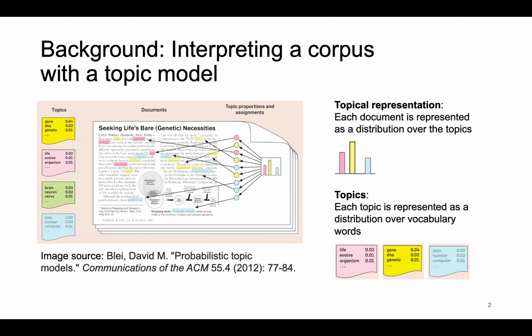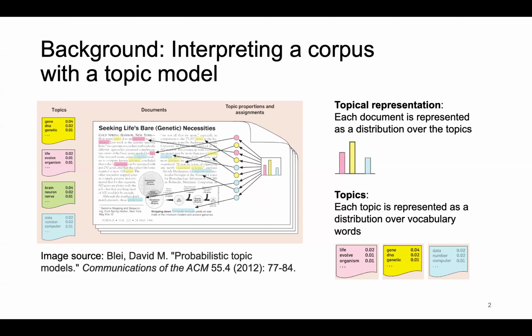Some basic background of topic models. Given a collection of documents, the topic model can learn some global topics about the corpus. For example, the yellow one maybe is about genes. The blue one maybe is about data. So through these topics, we know the global semantics of the corpus.